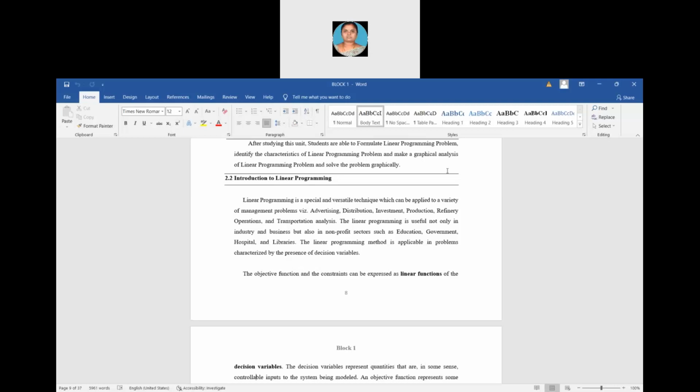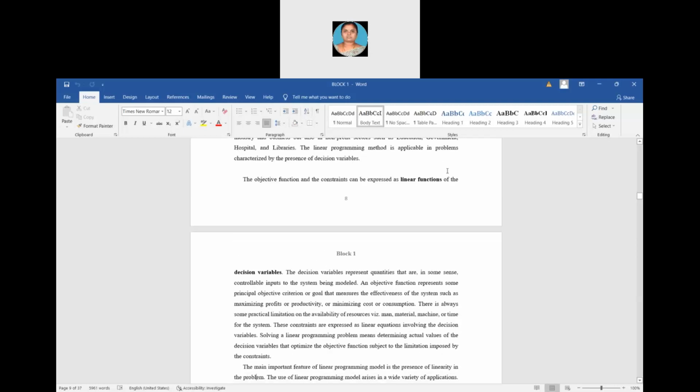The linear programming method is applicable in problems characterized by the presence of decision variables. Generally, variables means alphabets only. So all the decisions can be represented in terms of the decision variables, and by finding the solution for the decision variable, we can solve that problem. That is, if you are finding the value for the decision variables, the result is obtained.